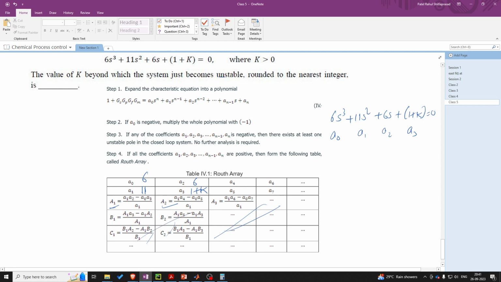Rest all terms will be straight away 0. So basically all these terms will be 0. We will be only having this diagonal over here. So we will be finding the value of a1, that is a1 into a2, 66 minus 6 into 1 plus k, upon a1 is 11.